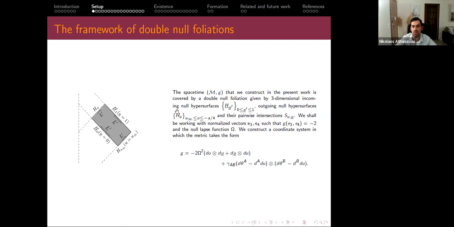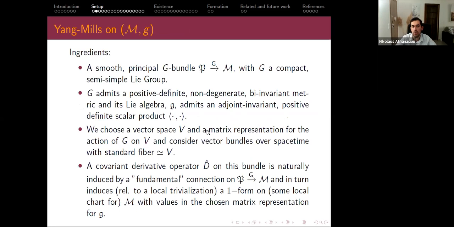So we shall be working throughout with normalized vectors e3 and e4 such that they have this particular normalization, and the metric takes this particular form right here. Okay. And we also put the Yang-Mills theory on G. The ingredients are a smooth principal G-bundle, where G is a compact, let me stress, semisimple Lie group.